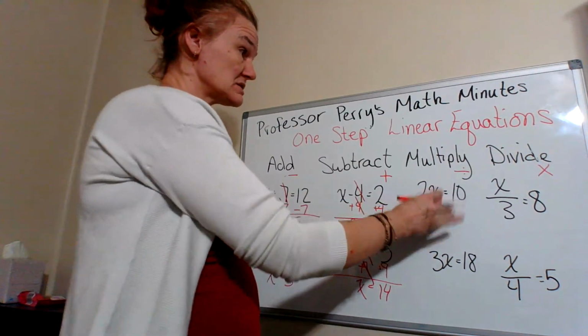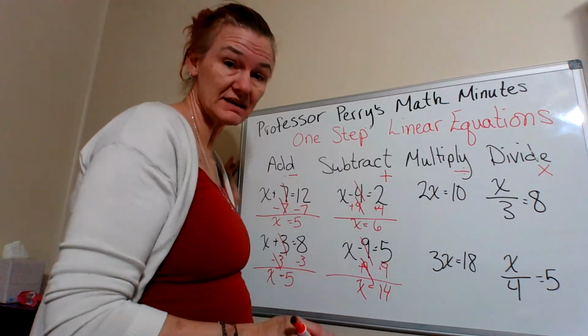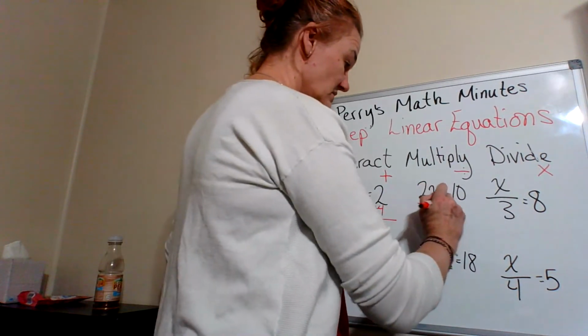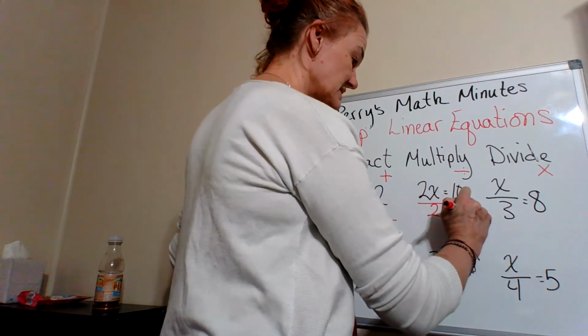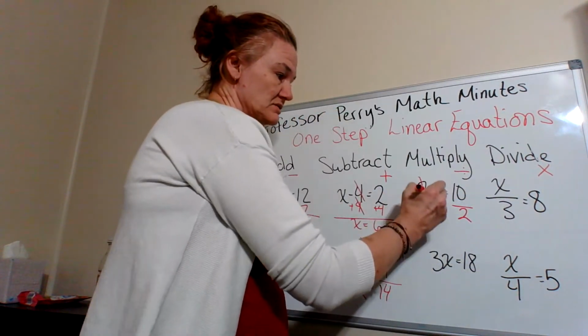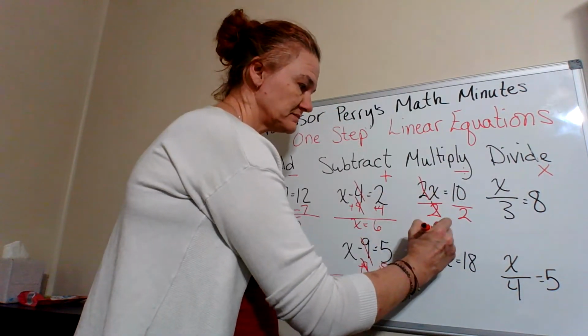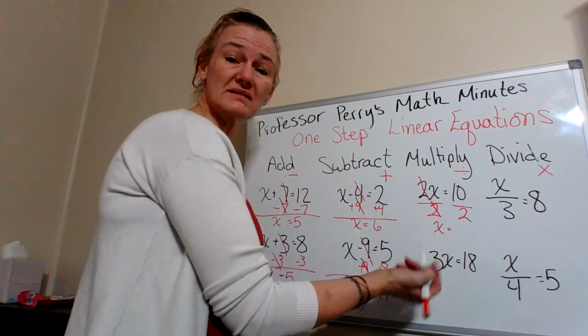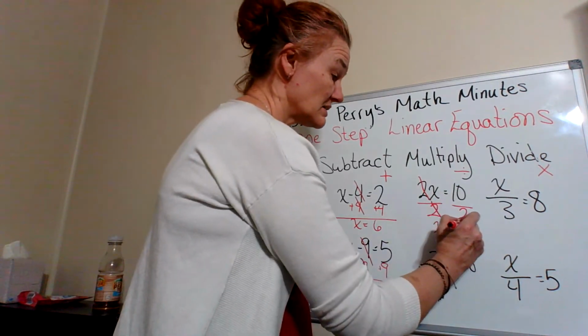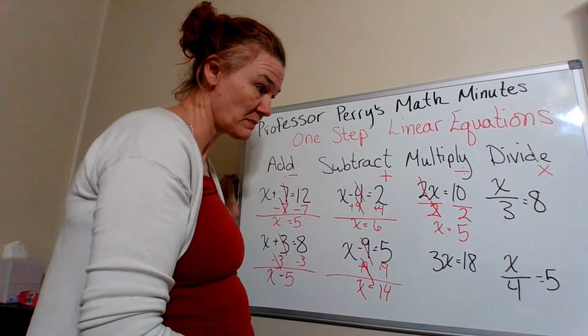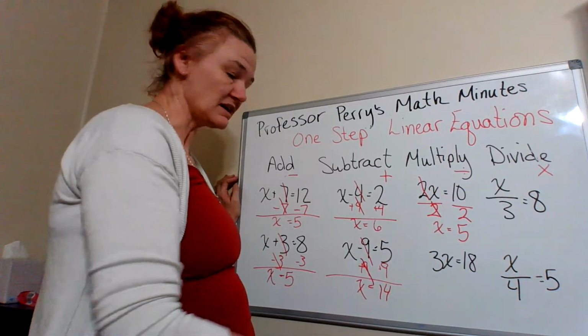Okay? So multiply. Opposite of multiply is divide. So I'm going to divide both sides by 2. 2 divided by 2 is nothing. Well, it's 1. But 1x is the same as x. And we have 5. Wow, I got a lot of 5s.